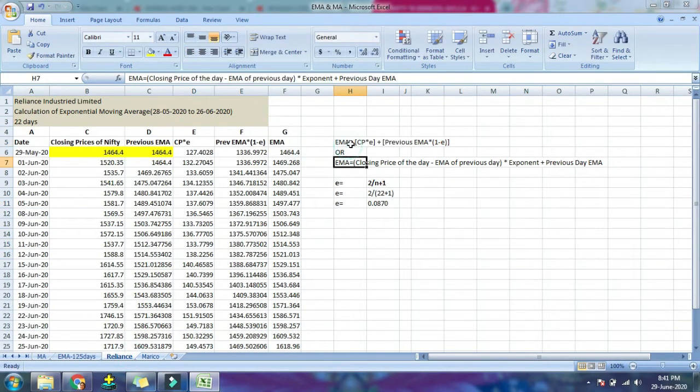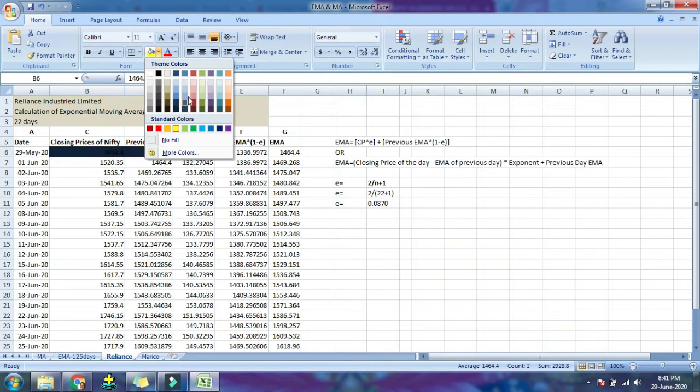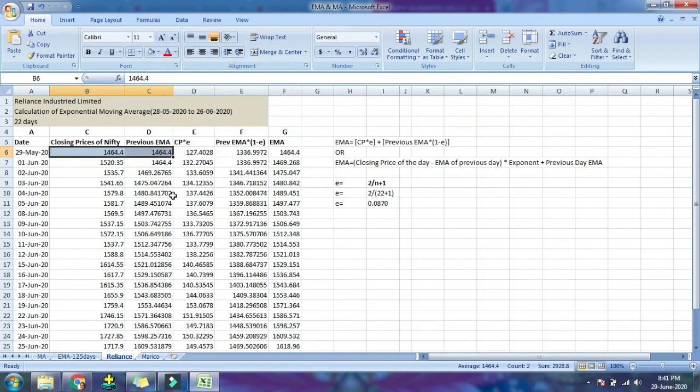We calculated the value of E, that is the exponent. Now we need the value of the previous EMA. The value of the previous EMA can be calculated in two ways. The first way is to assume the closing price as its previous EMA. Like you can see, I have considered the previous closing price as the previous EMA itself.